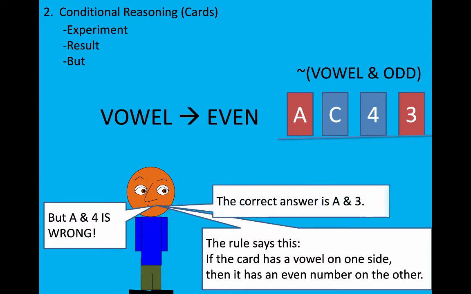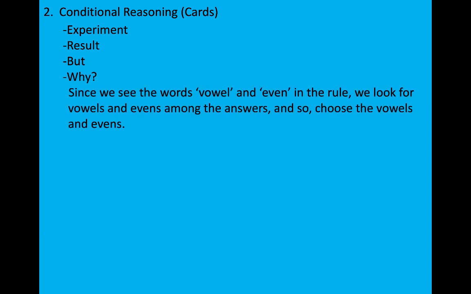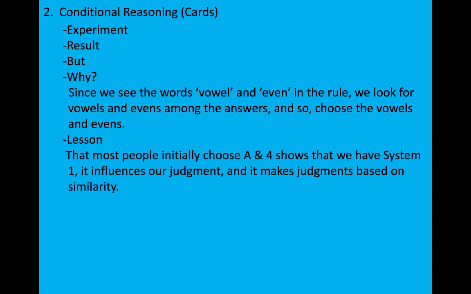Okay, so I'm going to just reiterate this. Since we see the words vowel and even in the rule, we look for vowels and evens among the answers and choose the appropriate cards. What's the lesson? Well, most people initially choose A and 4, which shows that we have a System 1 and that it influences our judgment, and it makes judgments based on similarity. The fact that we can overcome this and understand that the correct answer is A and 3 shows that we have a System 2, shows that we can do some rule-based reasoning.